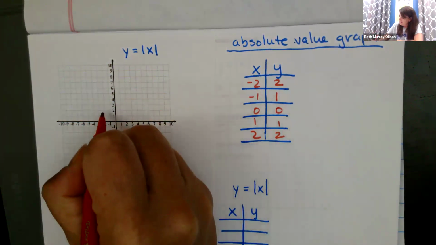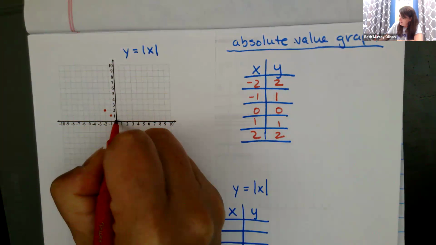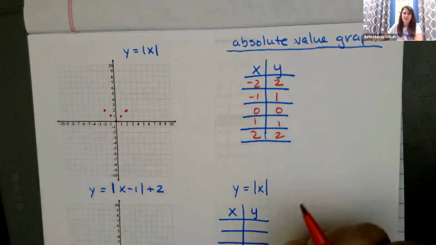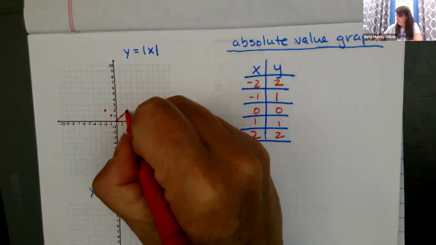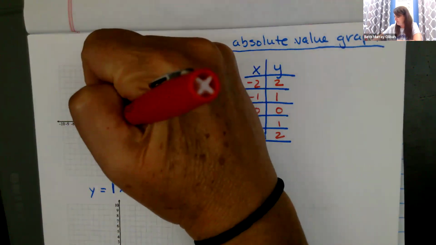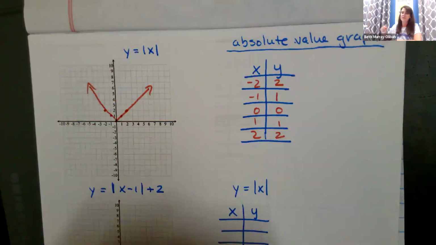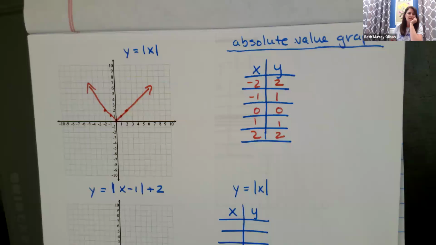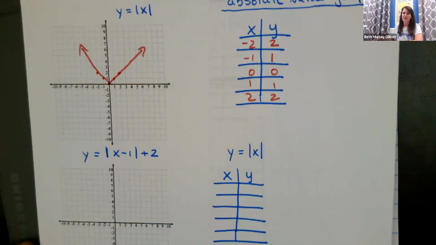So if you graph this, you would see that it makes a V shape, and it keeps going forever. We just didn't put in every number possible. So make sure you expand your lines and add arrows. So this is your standard absolute value graph.